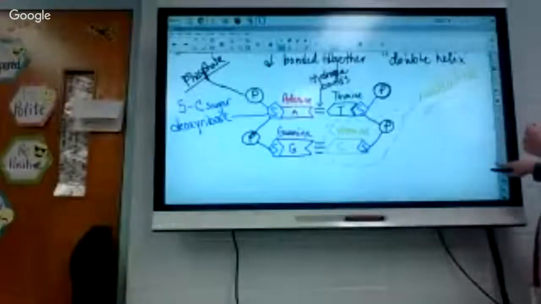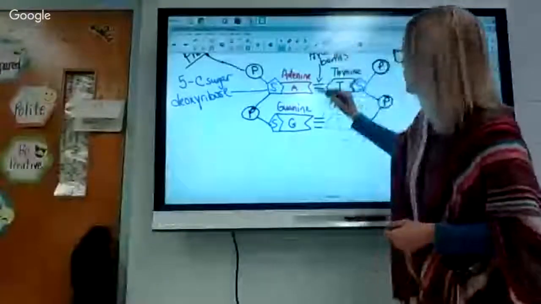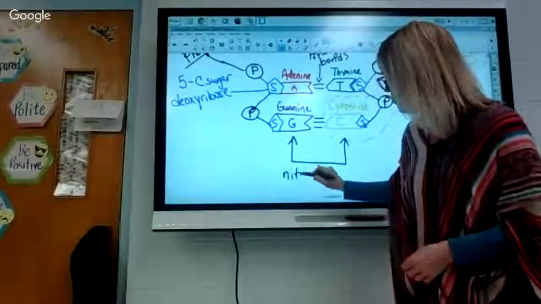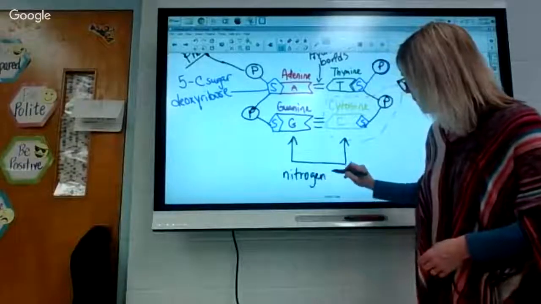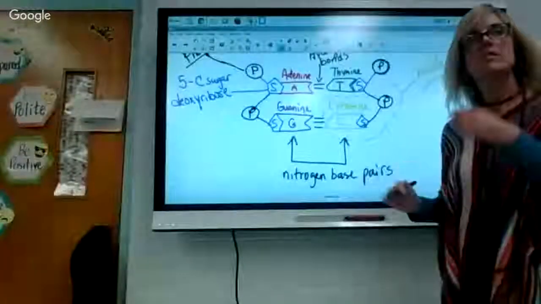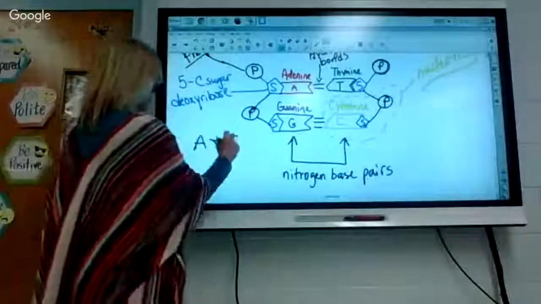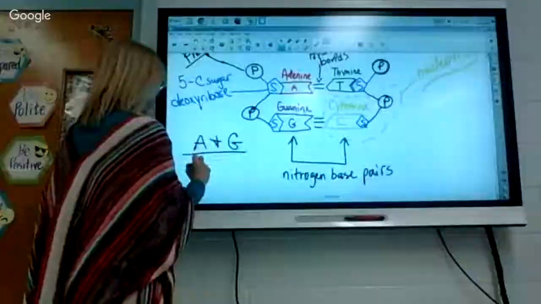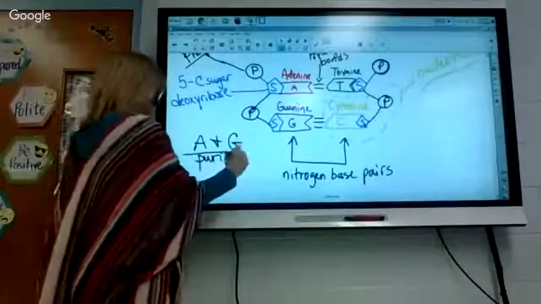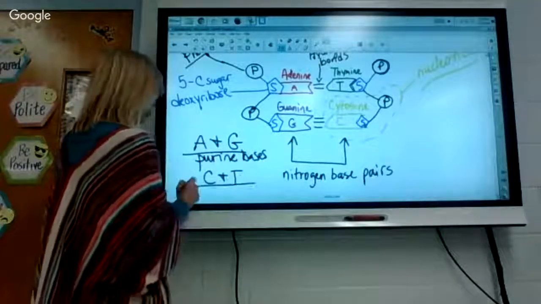So that's it as far as that part goes. We just need to label the nitrogen bases. So let's just do that. This and this are nitrogen bases. And here's the honors curriculum part: A and G are called purine bases, and C and T are pyrimidine bases.